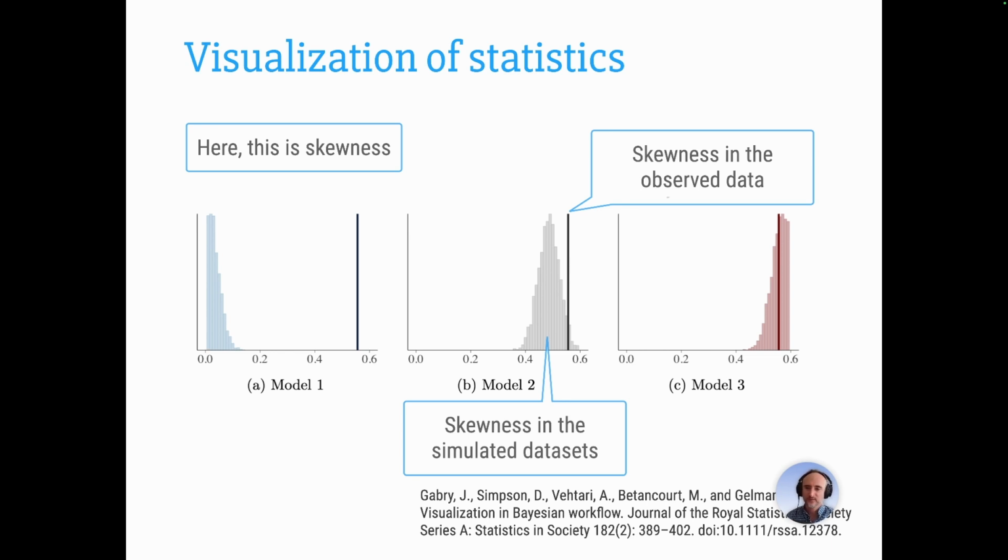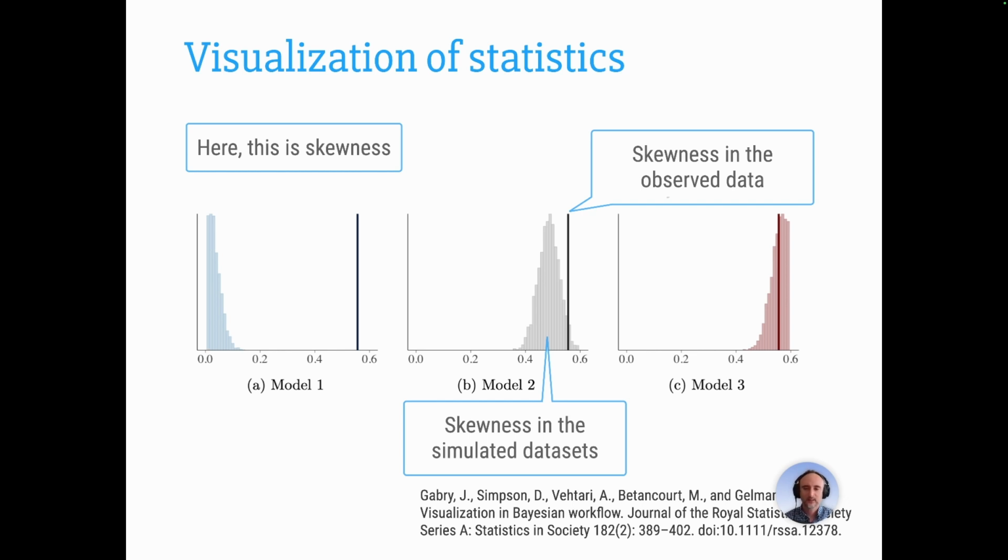So visualization of statistics might look something like this. You calculate something here, skewness, and you calculate it on your observations, and you calculate it over and over on the simulated draws from the posterior. So the distribution of doing that across a whole set of simulated draws is what's shown in the histogram, and the observations are the vertical line.